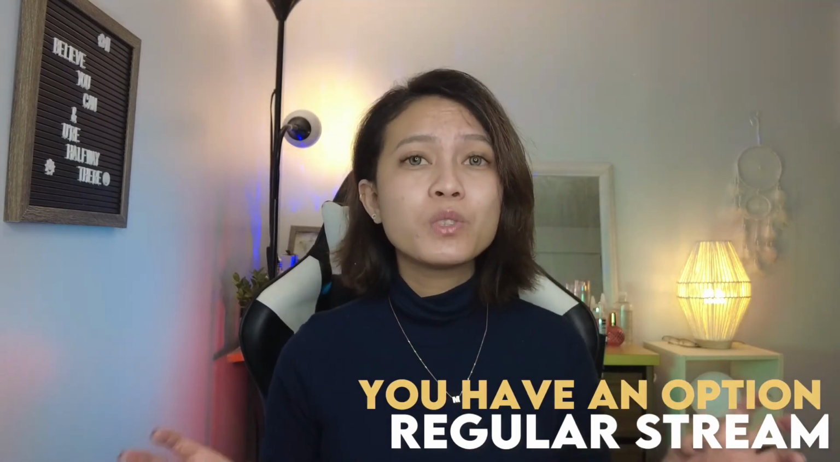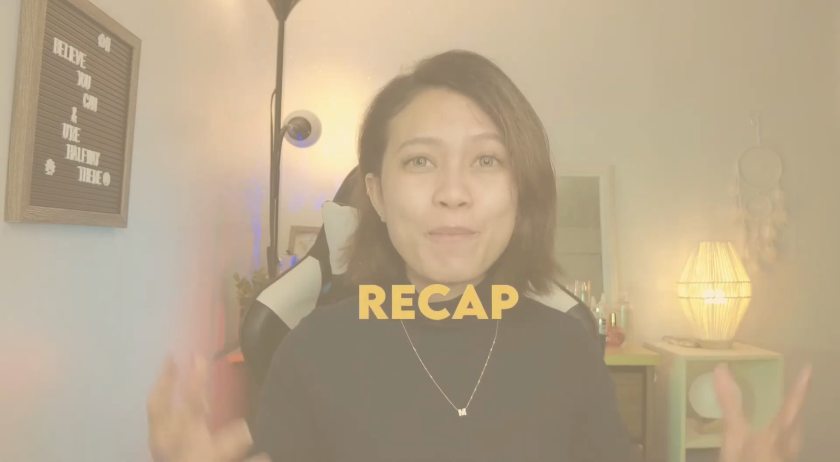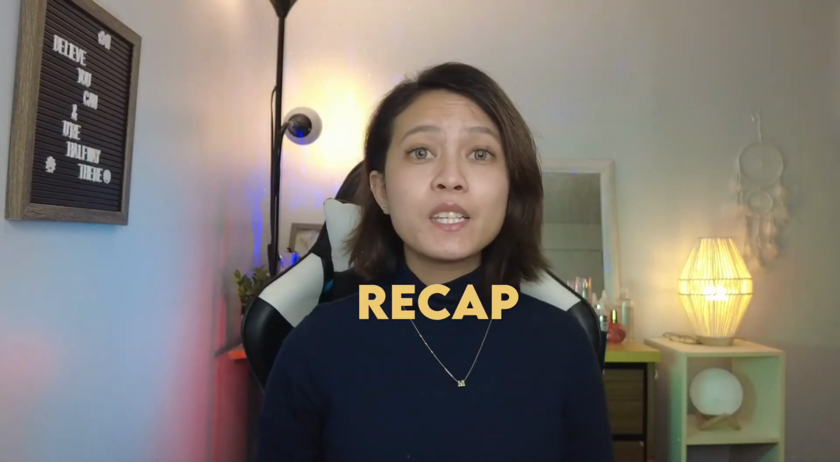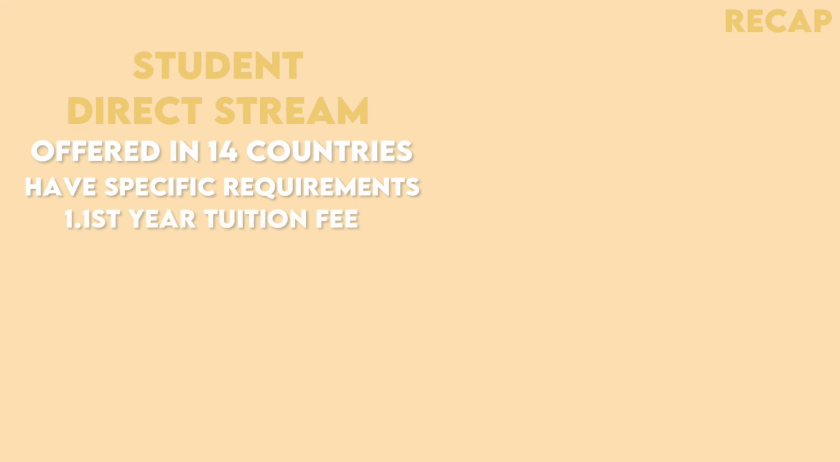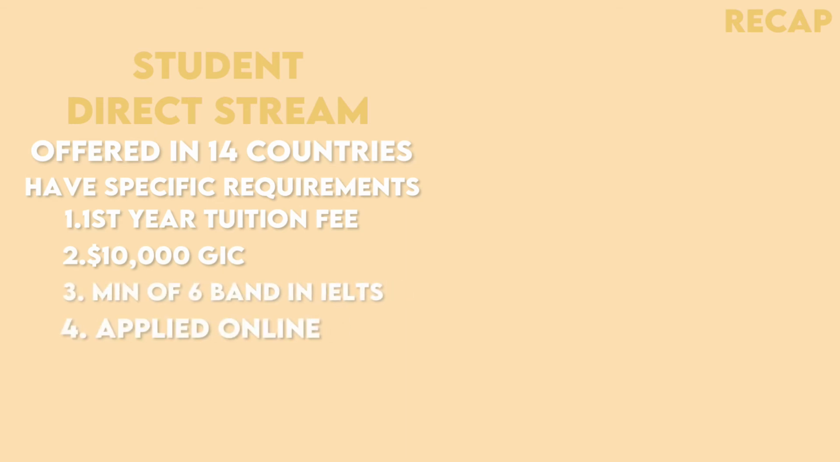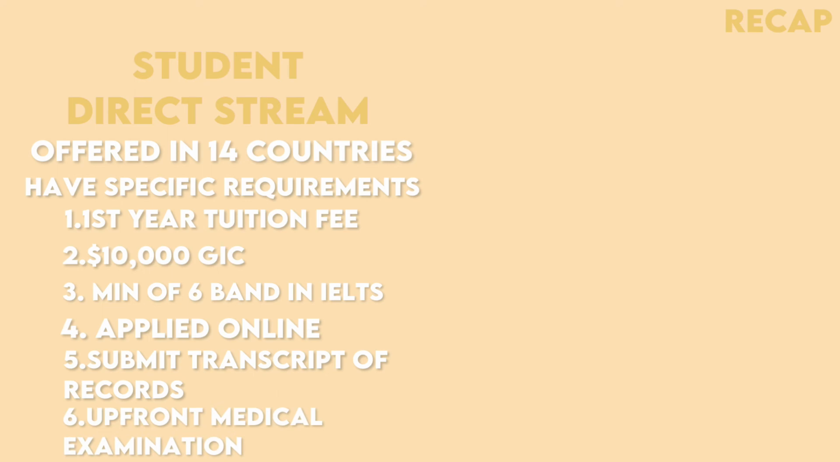So yeah, I hope this would help you decide on some things, and I'll do a recap first to make you think again and refresh your mind of what we have talked about. Again, Student Direct Stream is only offered in 14 countries and has specific requirements which include the first year tuition fee paid in full, $10,000 GIC, 6 band each for the language test, and should be applied online. You need to submit your recent transcript, either secondary or college, and the upfront medical examination.